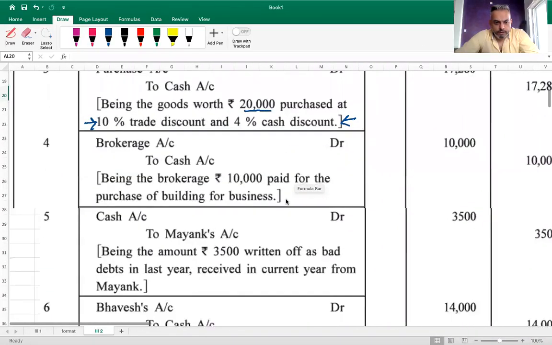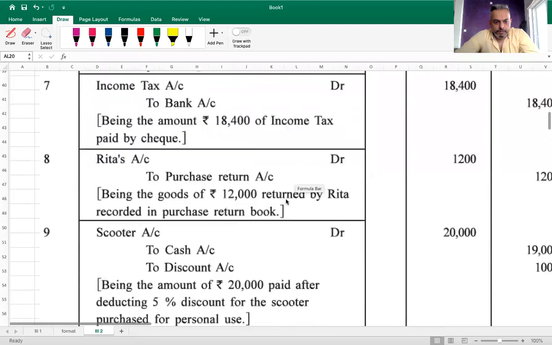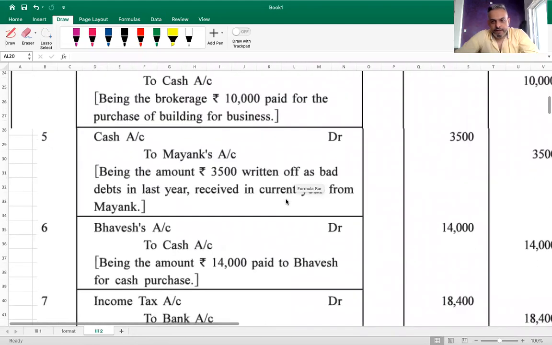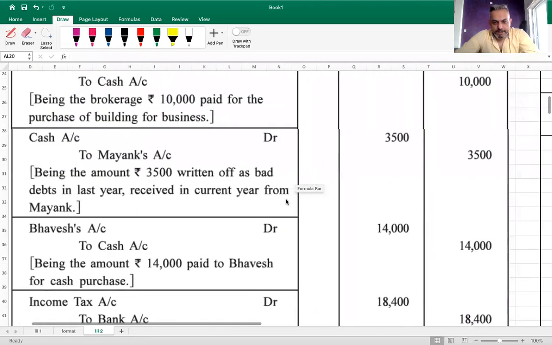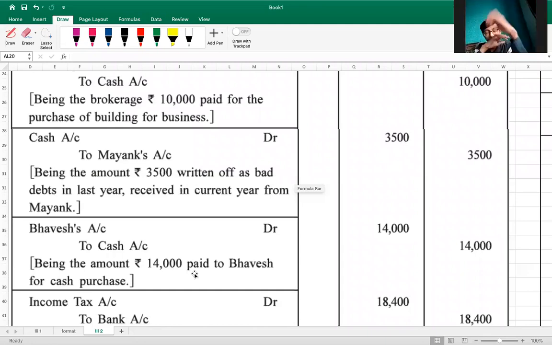Now sixth one, Bhavesh account debit to cash account being amount of 14,000 paid to Bhavesh for cash purchase. So should we record the name Bhavesh now? It is cash purchase. No. Purchase account debit. Entry is purchase to cash.